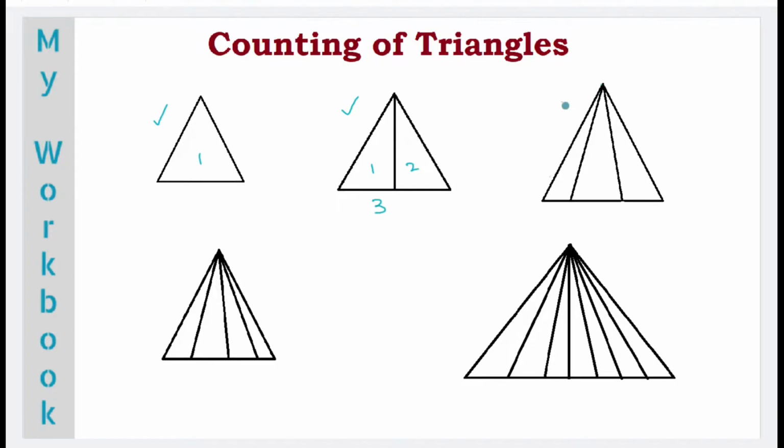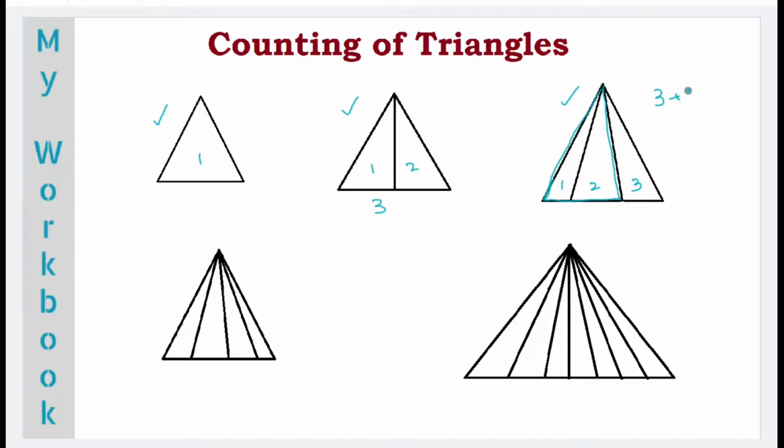Let's move on to the third image. Here there are two straight lines dropped from the peak to the base. We have to count the total number of triangles in this image. Let's first count the smaller triangles. There are 1, 2 and 3 small triangles within the bigger one. Then 1 and 2 together combine to form a triangle. I will shade its boundary. As you can see, 1 and 2 together form a triangle.